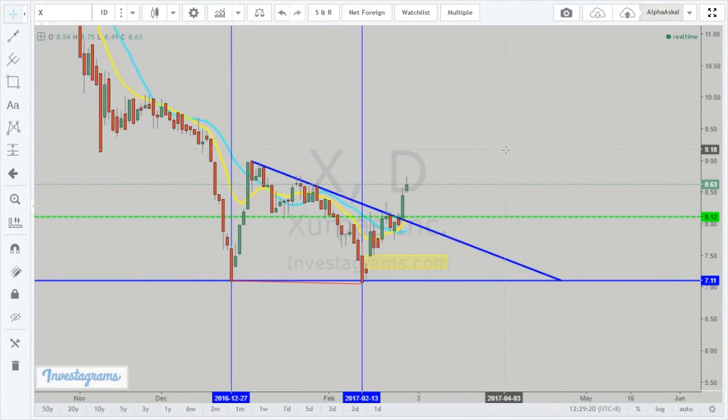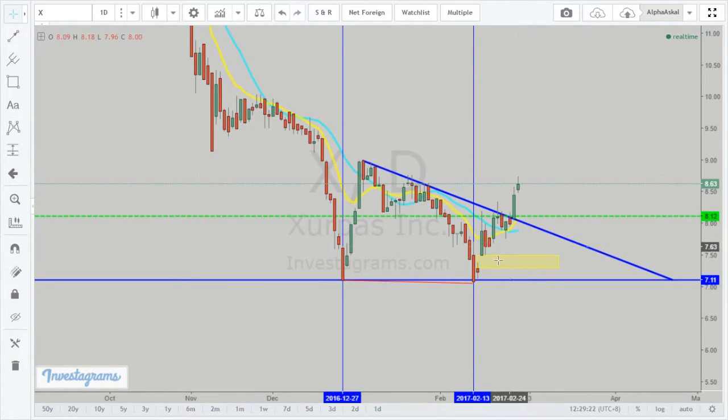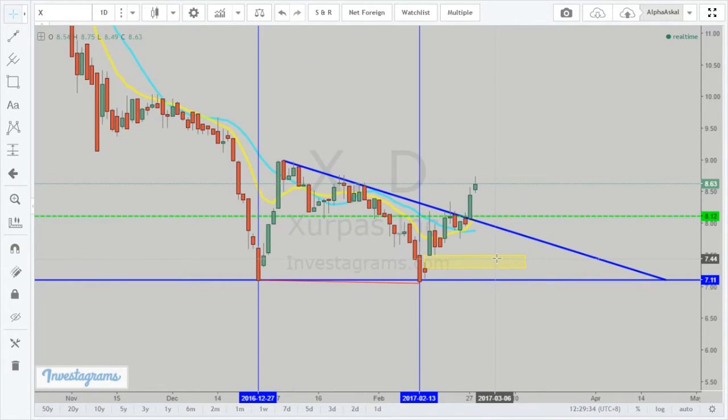And another factor that we're seeing is this gap right here. So we need to identify what type of gap it is. When I saw this a couple of days back, we needed to know whether this is a breakaway gap or just a common gap. But the conclusion I have is that this is a breakaway gap. One of the reasons is that X has been in a long downtrend.